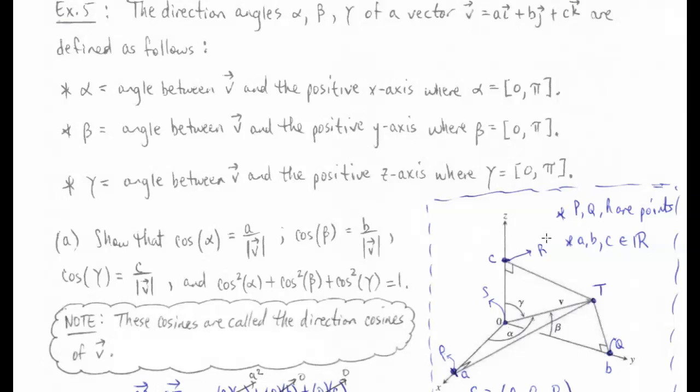You see how we have alpha, beta, and gamma defined. Alpha is the angle between the vector v itself and the positive x-axis. Beta is the angle between the vector v and the positive y-axis. And gamma is the angle between the vector v and the positive z-axis. The range those angles can take is anywhere from 0 to pi in radians. In degrees, that's 0 to 180.